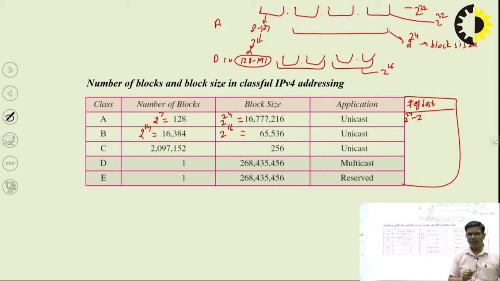Total number of blocks will be 2 to the power 14 and total number of hosts will be 2 to the power 16. Block size and number of hosts is 2 to the power 16 minus 2, the first and last. First is the network and last is the broadcast address.